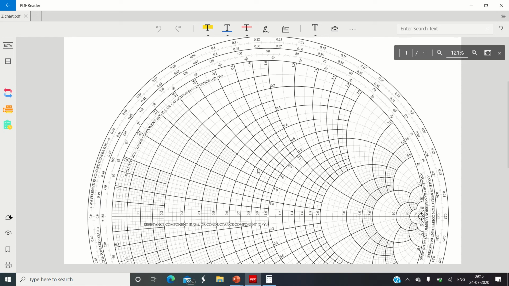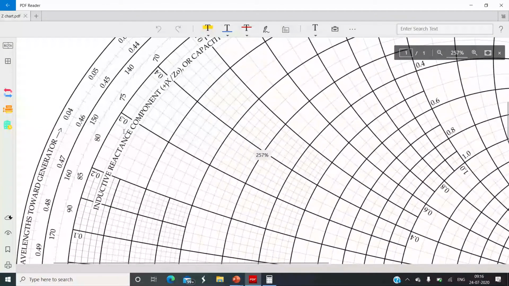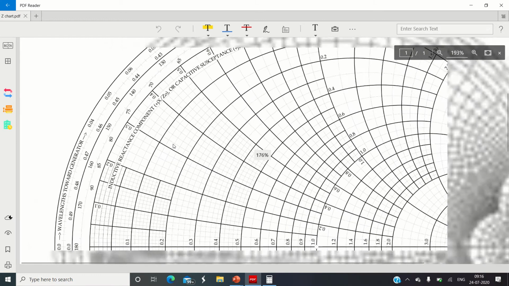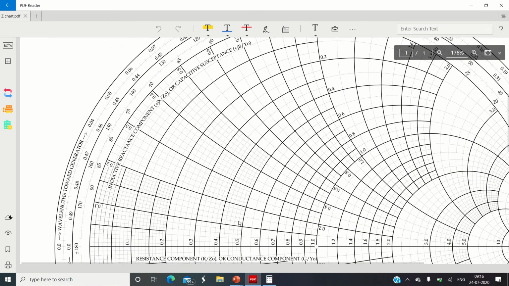So 0.5 is this particular circle, and the 0.29 imaginary part is positive. That means it will be located somewhere in the upper half. If you zoom into this region, this is 0.3 over here, and below that one division represents 0.28. So somewhere here in the middle we will get it, and the real part is 0.5. So this is the 0.5 circle.